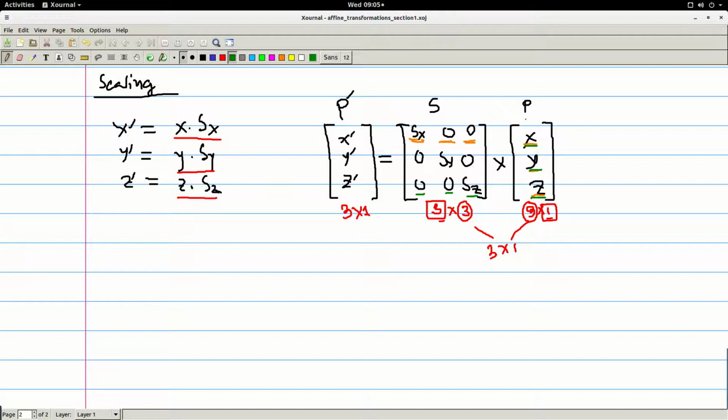Okay? So this is how we can come up with a 3 by 3 matrix that actually takes care of the scaling. Is that thing clear? Okay. Now let us look at another one of these.